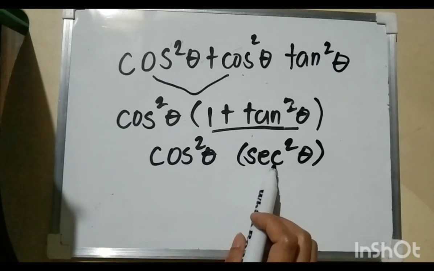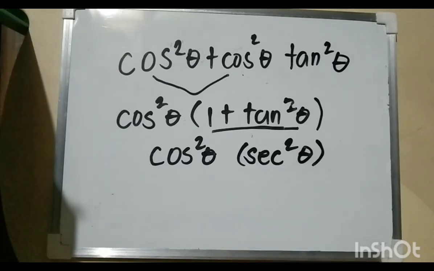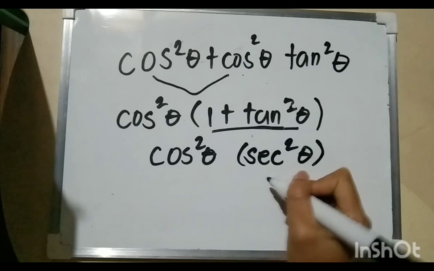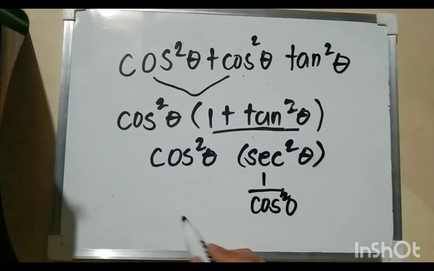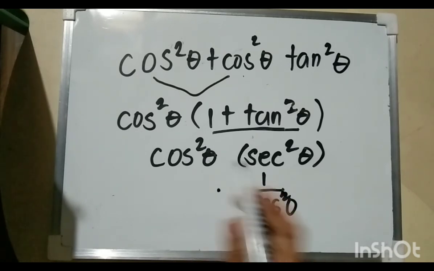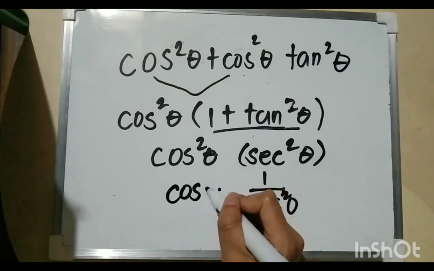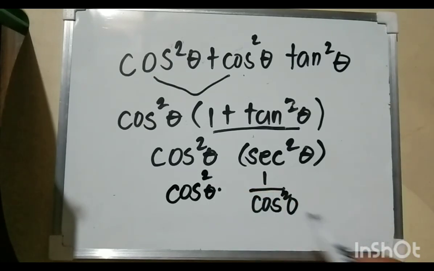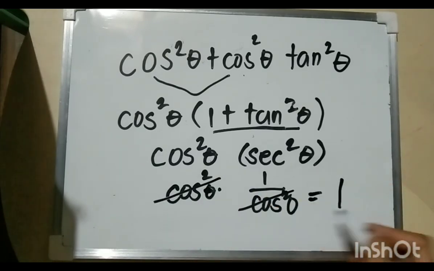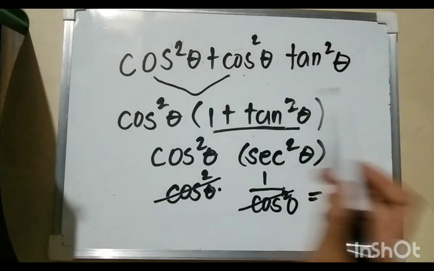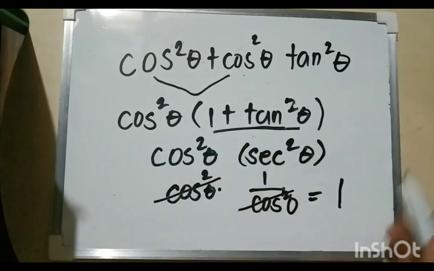What is the reciprocal of secant? Secant is 1 over cosine theta squared. So now we can cancel these, and we have 1 over 1, or 1. Therefore the simplified expression of this trigonometric expression is equivalent to 1. So that's our second example.